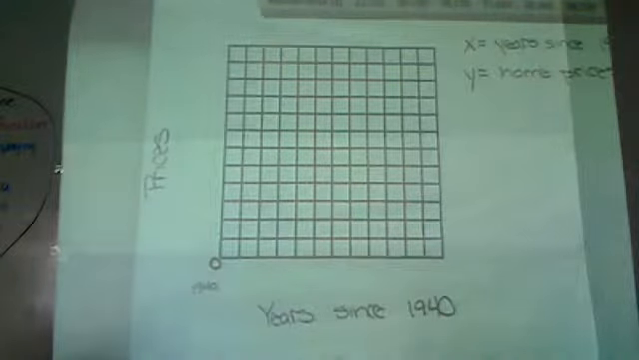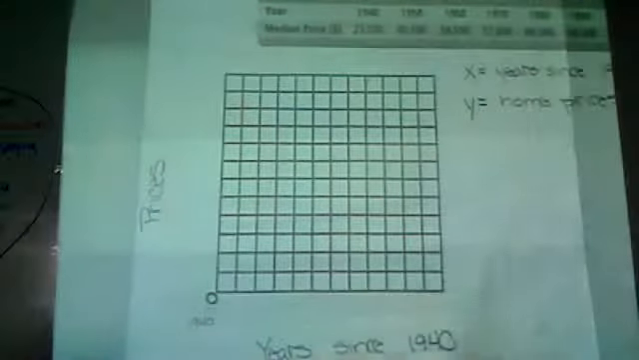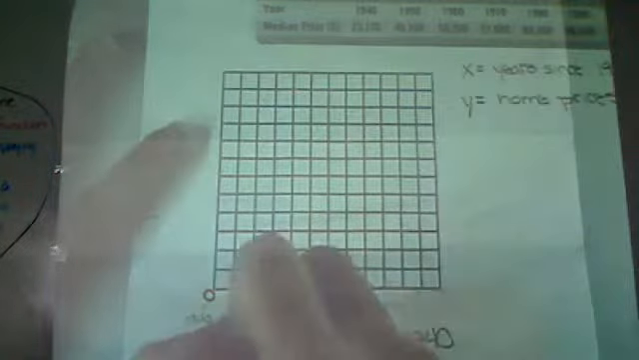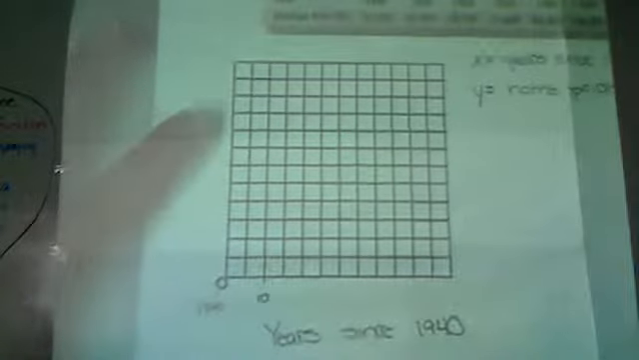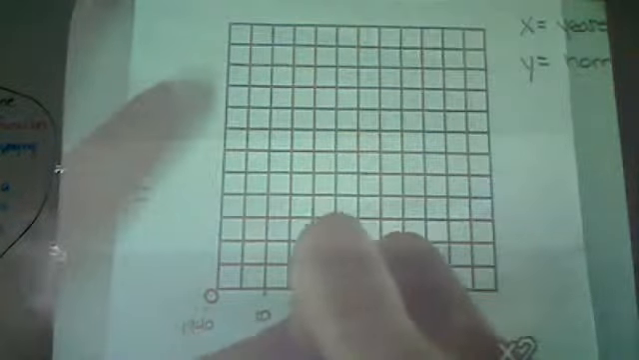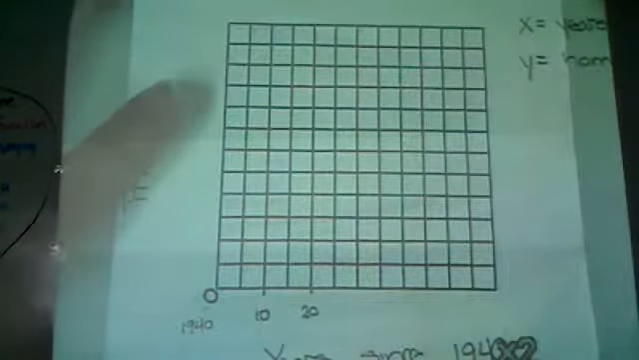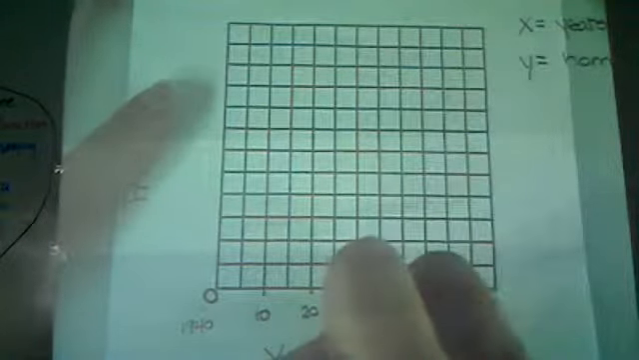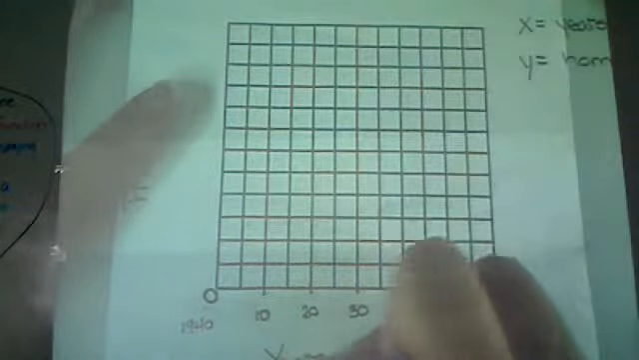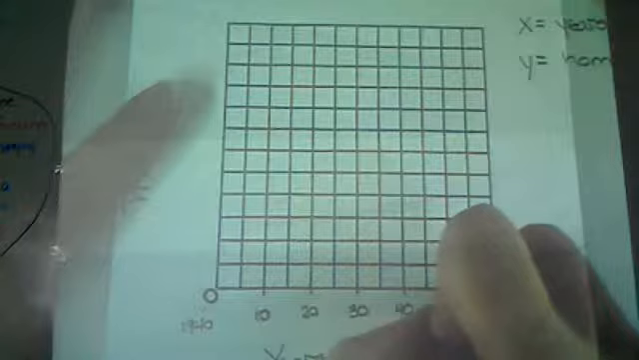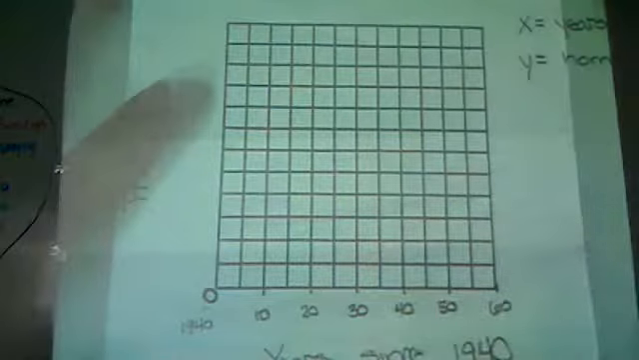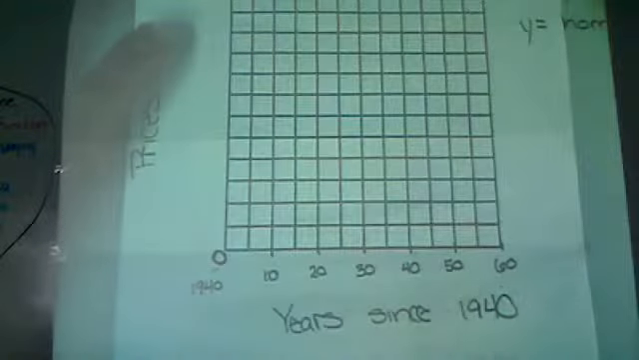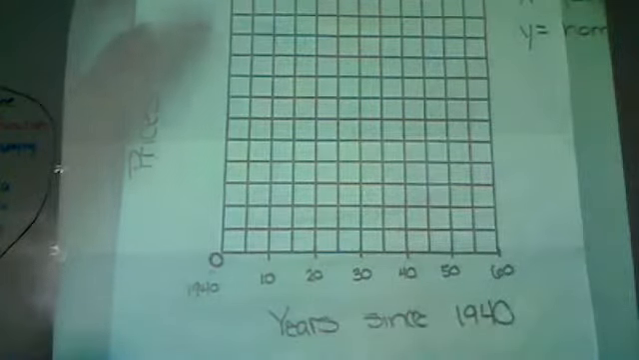Notice that it goes from 1940 to 1950. Well, how many years have passed from 1940 to 1950? The answer is 10. 10 years have passed. We'll continue doing this. So the next one is 1960. That's 20 years have passed. Then 1970. That's 30 years. 1980, 40 years, 1990, 50 years, and then 2000, so 60 years. So notice, years since 1940. This represents 1950, 1960, 1970, so on and so forth.